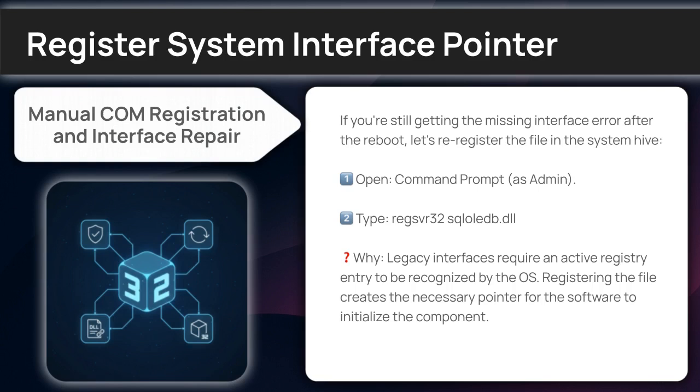First, open command prompt as admin. Second, type regsvr32, followed by the file name causing the error, then hit enter. Why are we doing this? Well, legacy interfaces require an active registry entry to be recognized by the OS. Registering the file creates the necessary pointer for the software to initialize the component.